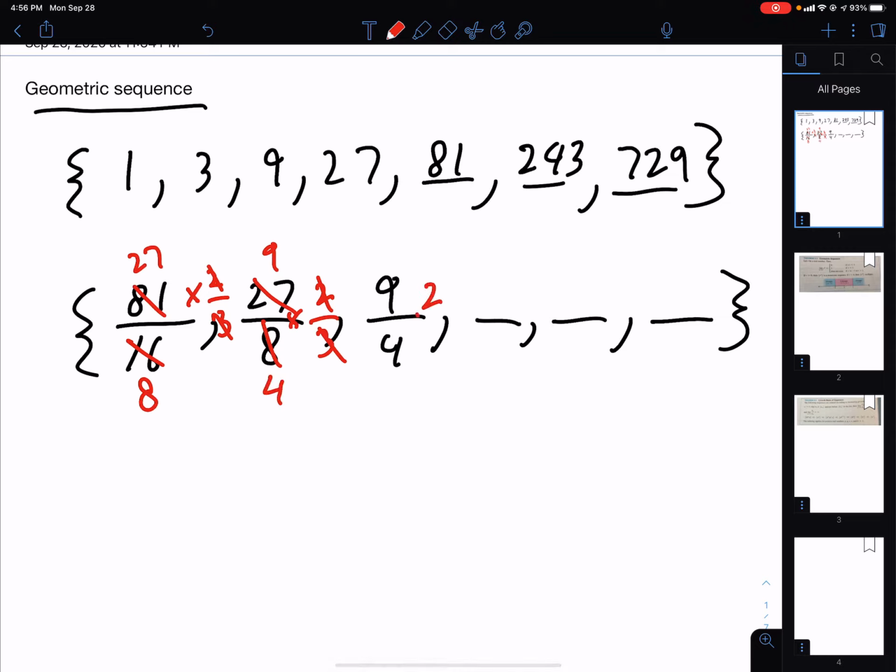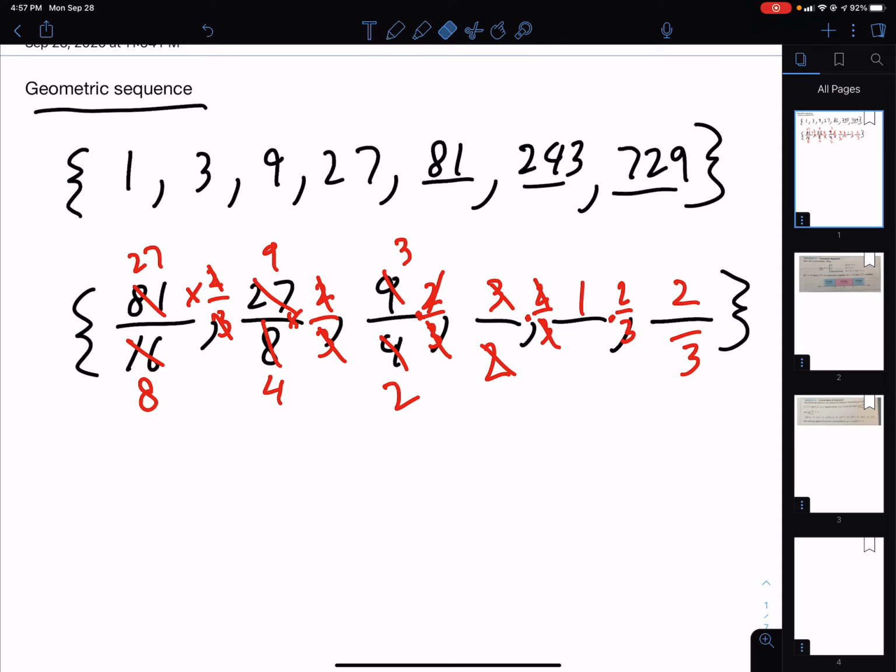Then you multiply by 2/3 again. That leaves you 3 on top and 2 on the bottom. Then you multiply by 2/3 again, and everything cancels, and you have 1. Then you multiply by 2/3 again, and you get 2/3. So that's the pattern there.